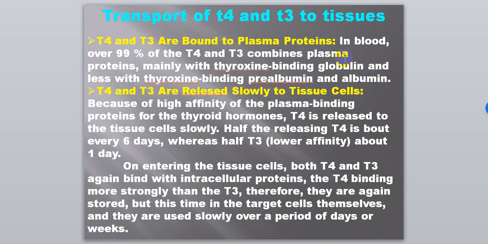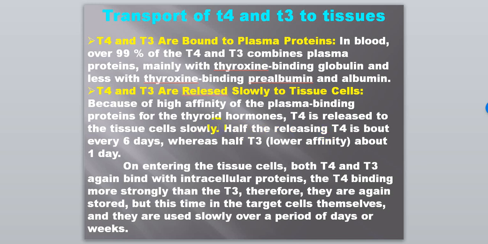Blood vessels take these hormones, carried by plasma proteins, to the target tissue. T4 and T3 are released slowly to the tissues. After they reach the tissue they want to act on, they release slowly. Why slowly? Because of the high affinity of the plasma binding proteins for these hormones. T4 is released to the tissue cells slowly.